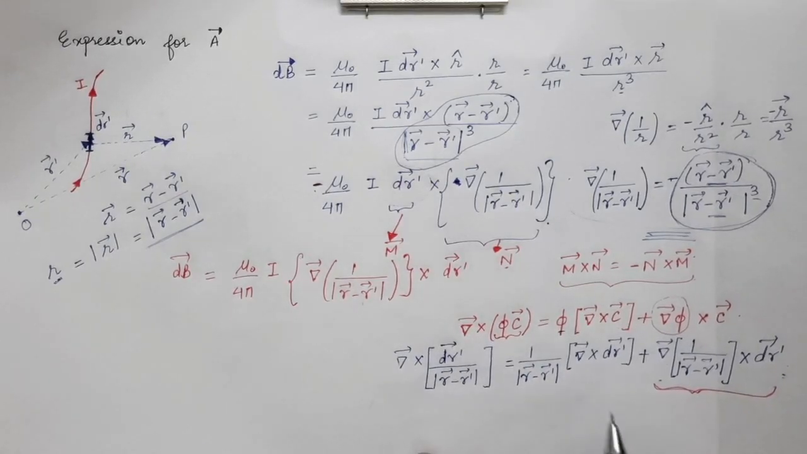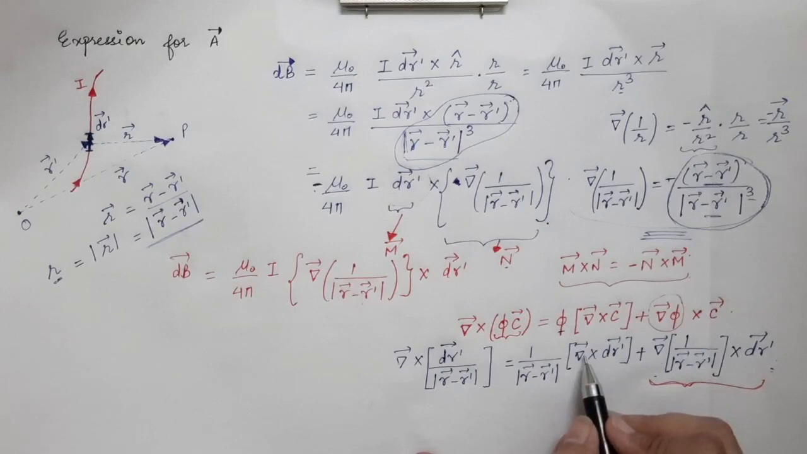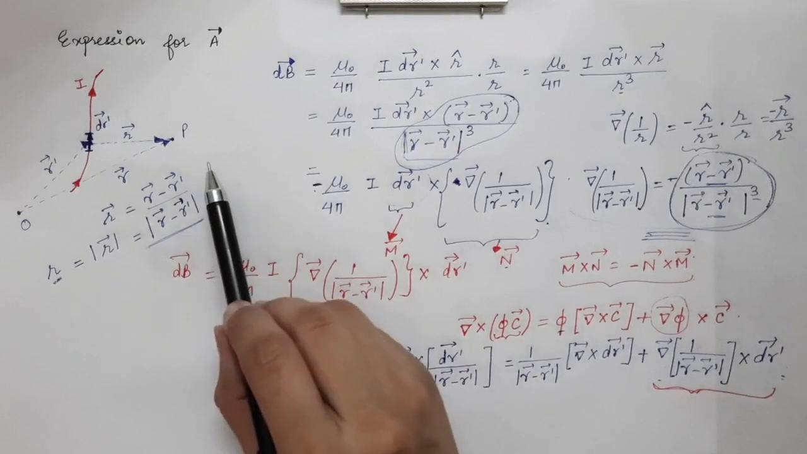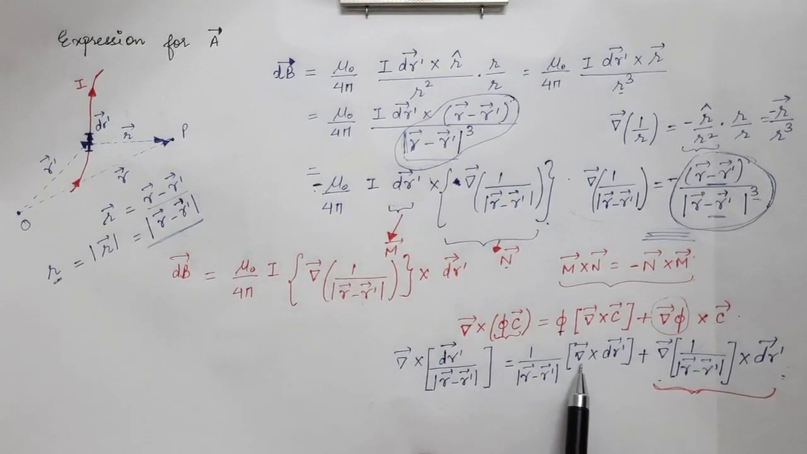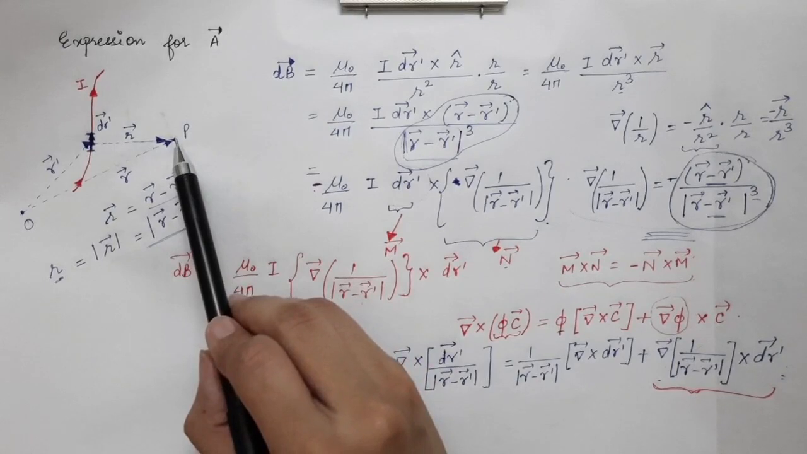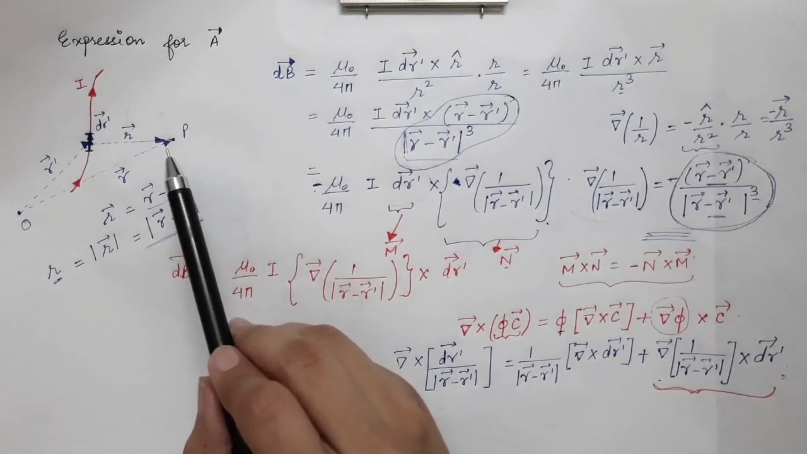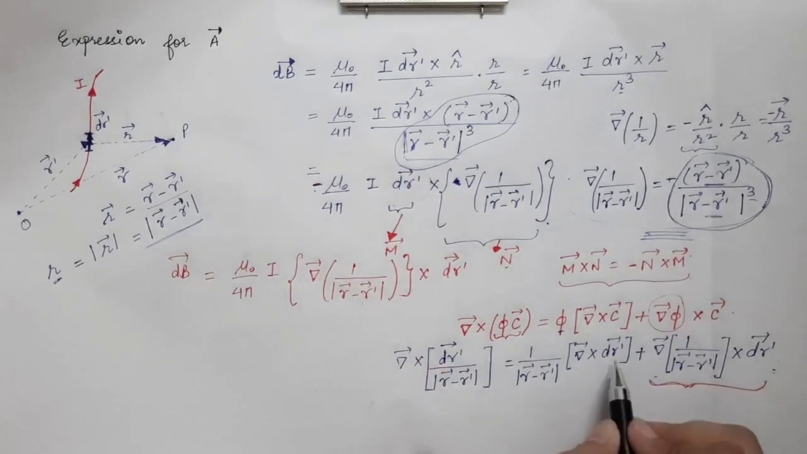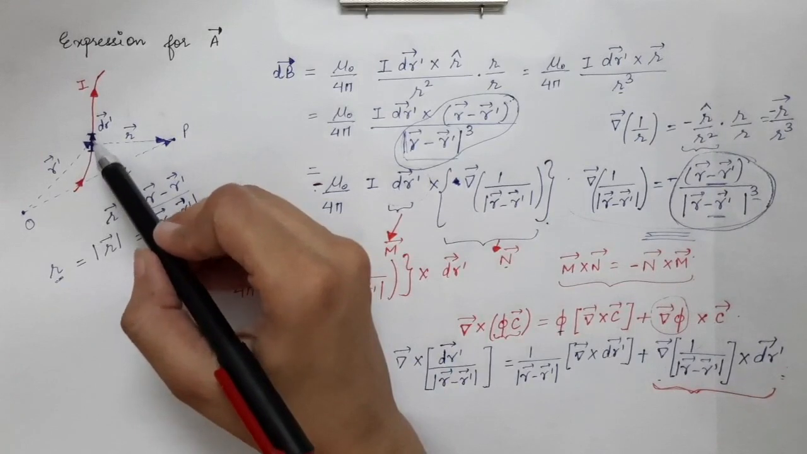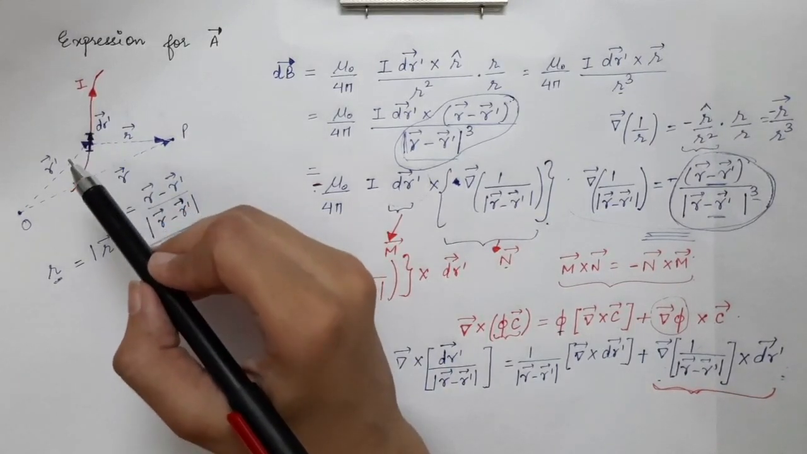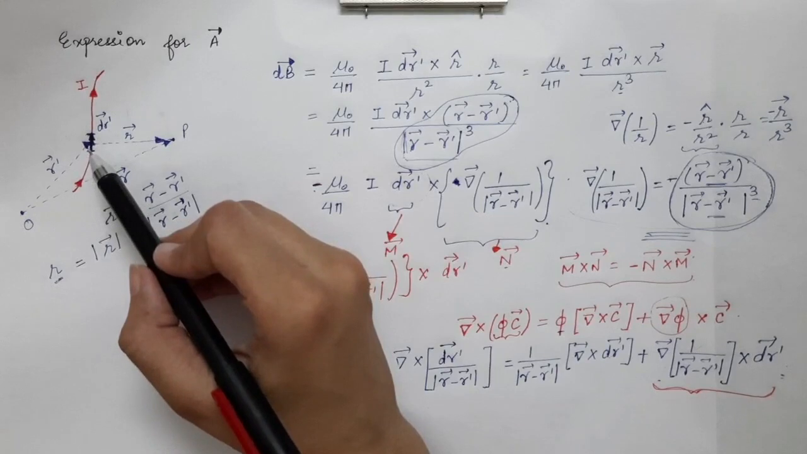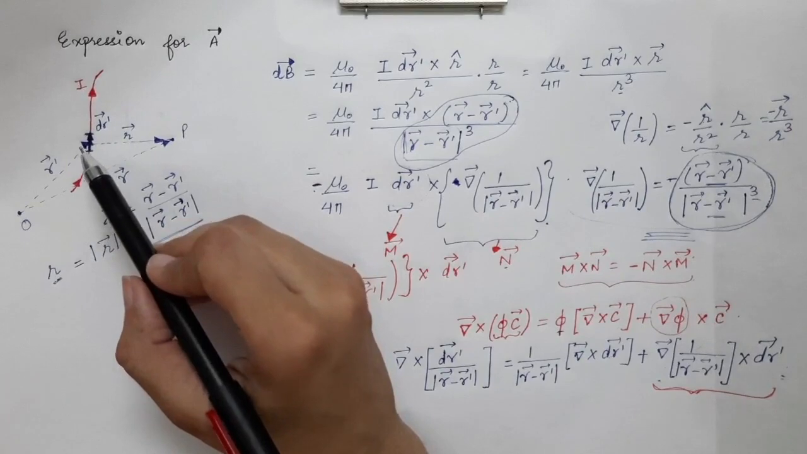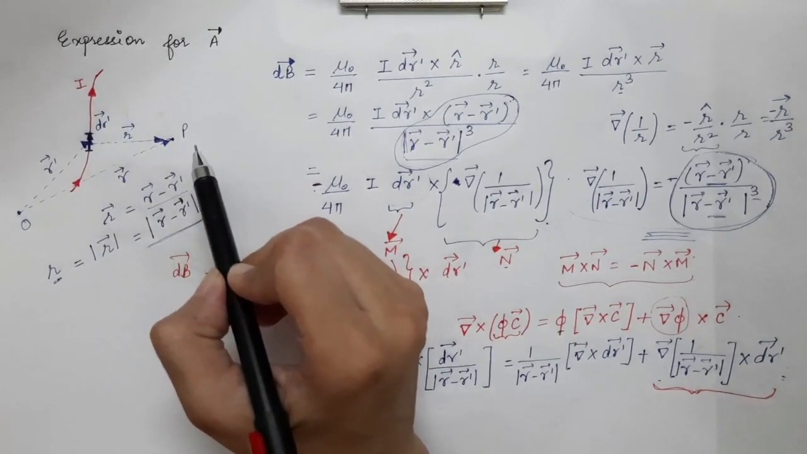Now in this expression, as we have said in the previous derivation also, the curl is taken with respect to the unprimed variables. So this curl which we are taking is at this point. The curl is taken with respect to the unprimed variables, means with respect to x, y and z. And this dr prime vector is present on the current distribution, on this line current distribution. So this dr prime vector is completely independent of the unprimed variables.